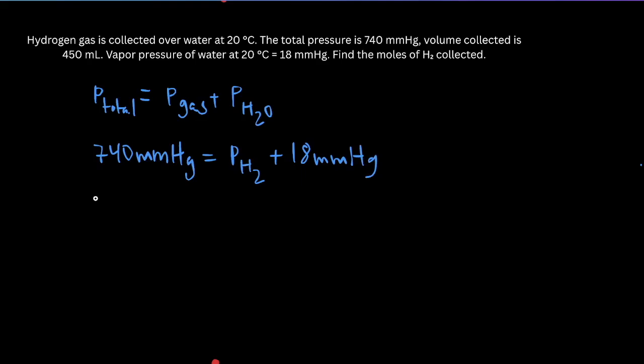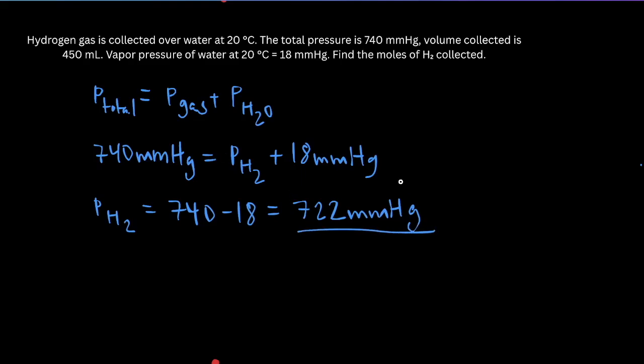And so the partial pressure of our hydrogen gas in this problem is going to be 740 minus 18, or 722. And it's important that you keep track of your units, and I'll get to exactly why in a minute. So we're seeing that we have 722 millimeters of mercury. So that is the pressure that our hydrogen gas is exerting. So this is kind of a metric that we have for our hydrogen gas.